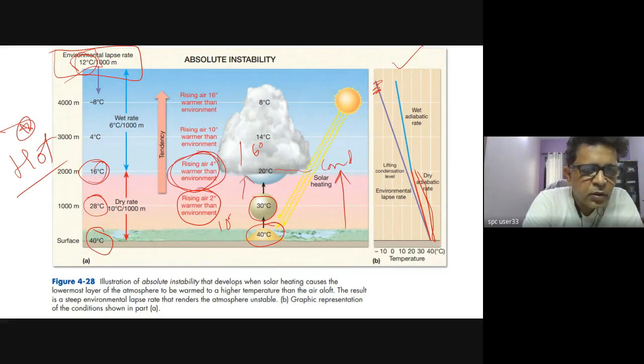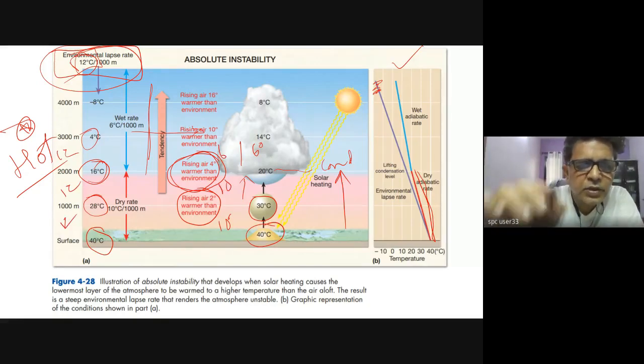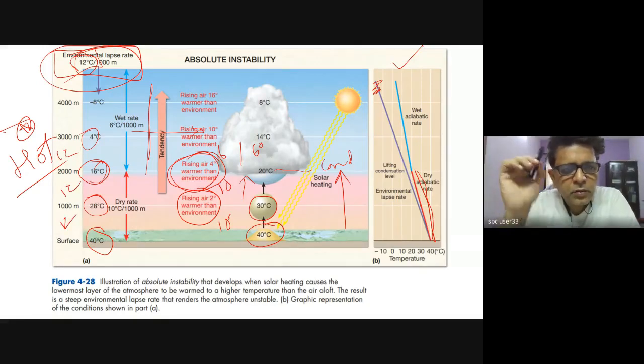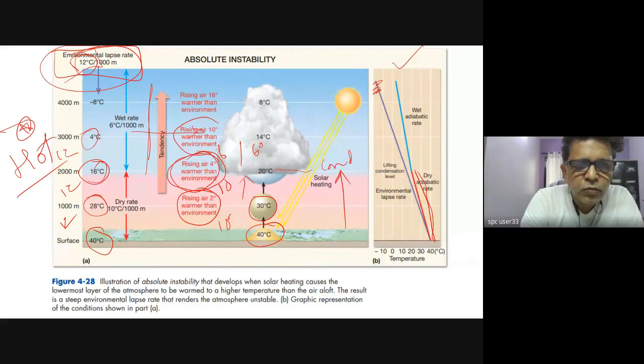Now this continues at an environmental lapse rate of 12 degrees. So from 16, it goes down to 4. Another drop of 12, 12, 12. This was 10, 10, and now this is 6. So what happens is the rising air is warmer by 10.